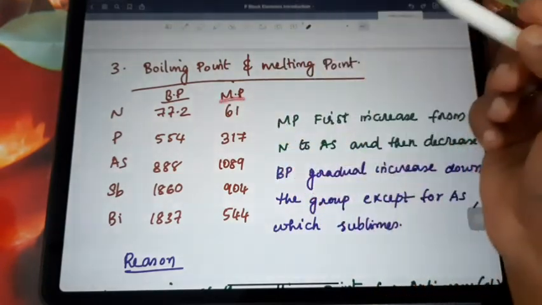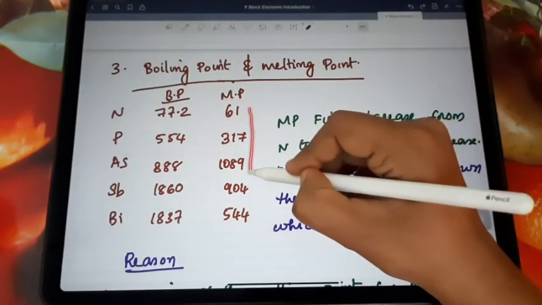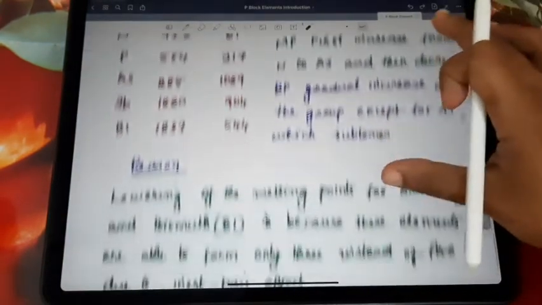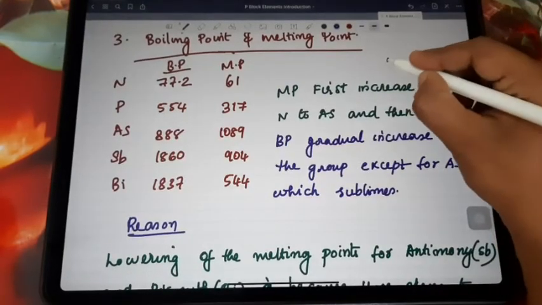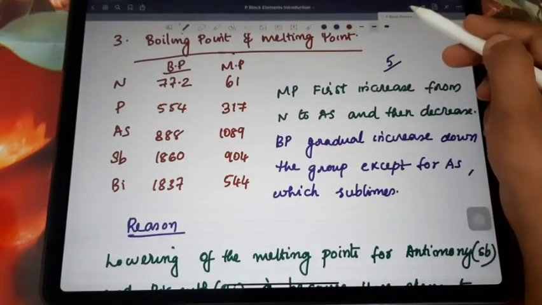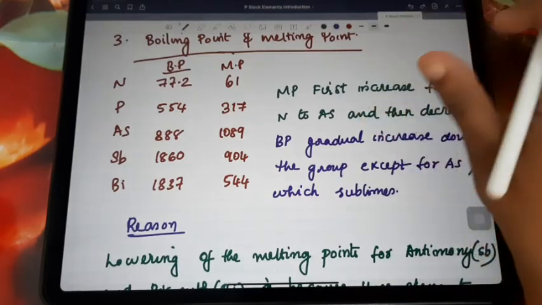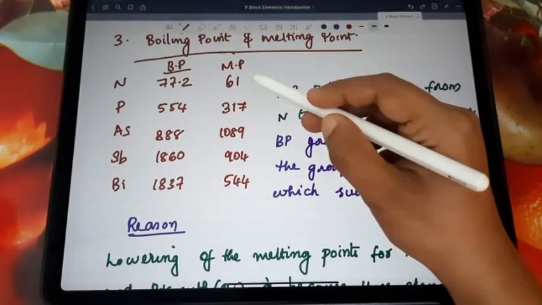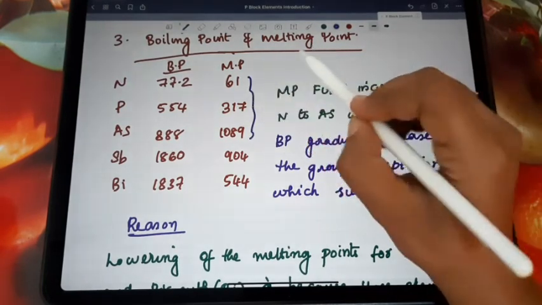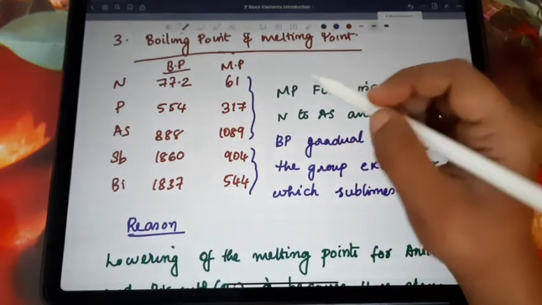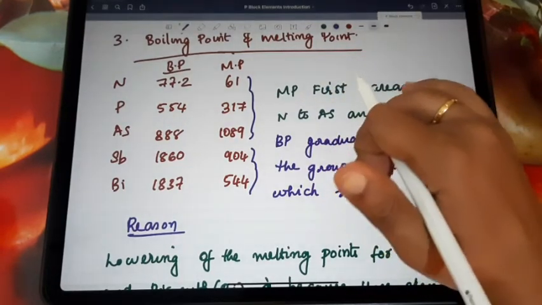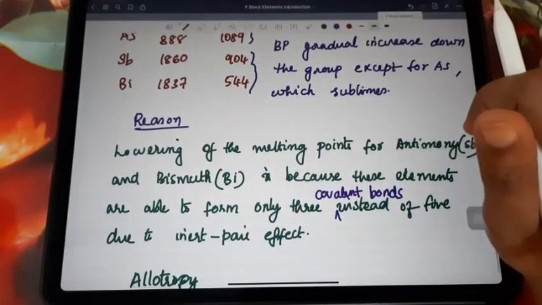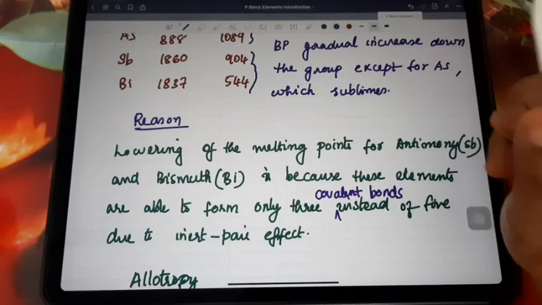But in the case of melting point, when you check, you can see that till arsenic there is an increase, but afterwards it decreases. What's the reason? As you know, 5 is the number of valence electrons of these group 15 elements. So there is a chance to form 5 covalent bonds for each element. But in the case of these 3, they form 5 covalent bonds. The rest 2 form only 3 covalent bonds due to their inert pair effect. That is the reason for the reduced melting point of antimony and bismuth.